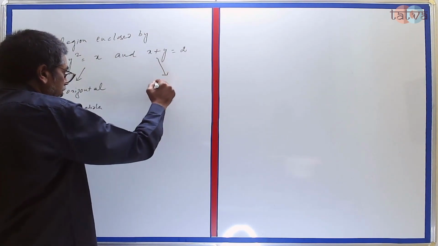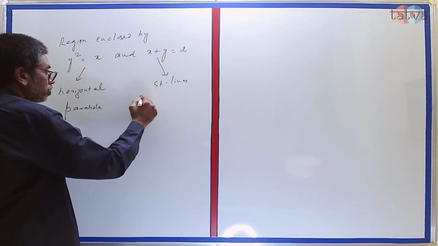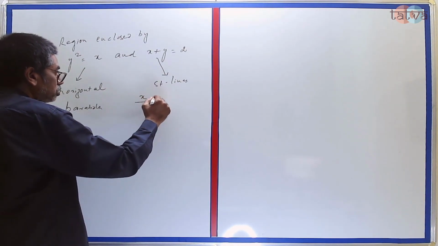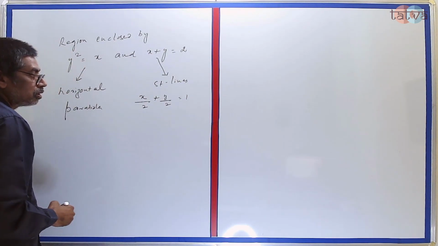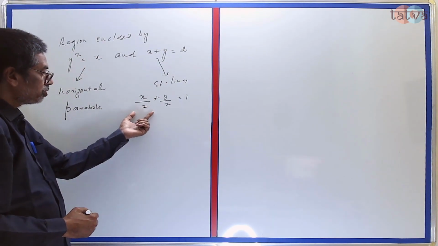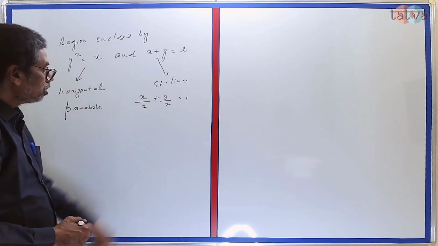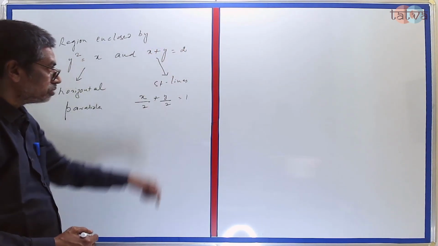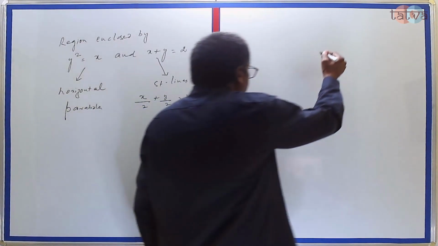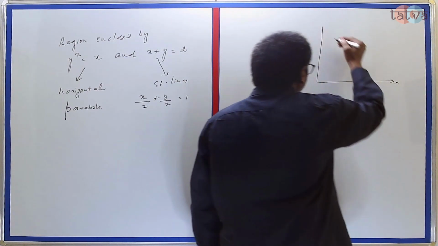And this is a straight line, which can be easily understood if you write it in the intercept form. So it has got a positive x-intercept of 2 units and a positive y-intercept of 2 units. Clearly it's not passing through the origin because there's a constant term. So let me put it on the plane and check which shape.